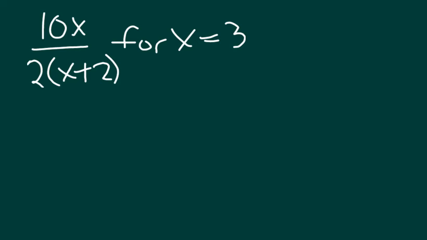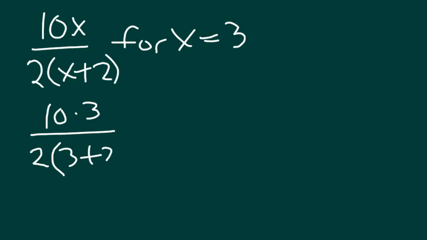Okay, here's an example of one where you have to evaluate and use the order of operations. So first, you put 3 in for all the x's. So you have 10 times 3 over 2 times 3 plus 2. Remember, a fraction bar is a grouping symbol, so you can do everything on top of the fraction and everything on the bottom of the fraction.